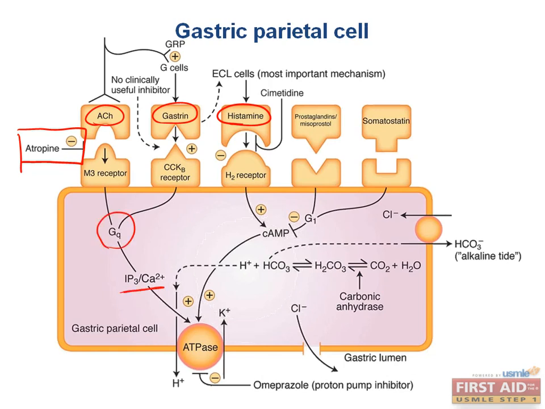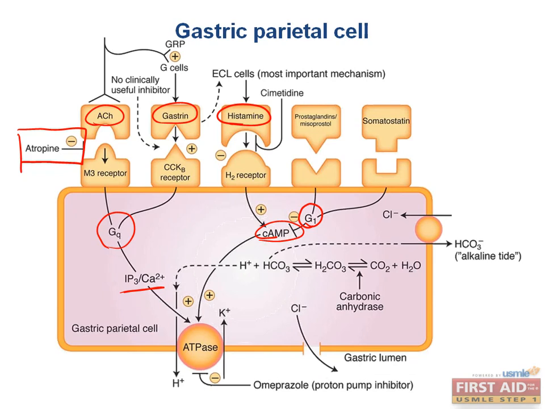Now, if you look inside the cell at the mechanisms by which these receptors signal, you see that acetylcholine and gastrin activate G-protein-coupled receptors that use the IP3 pathway to upregulate the hydrogen-potassium ATPase, whereas histamine increases cyclic AMP to upregulate the hydrogen-potassium ATPase. The molecules we mentioned that decrease acid production, such as prostaglandin, misoprostol, and somatostatin, all signal through an inhibitory G protein that reduces cyclic AMP production.